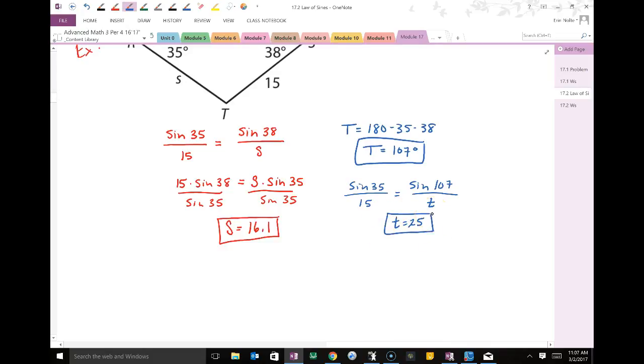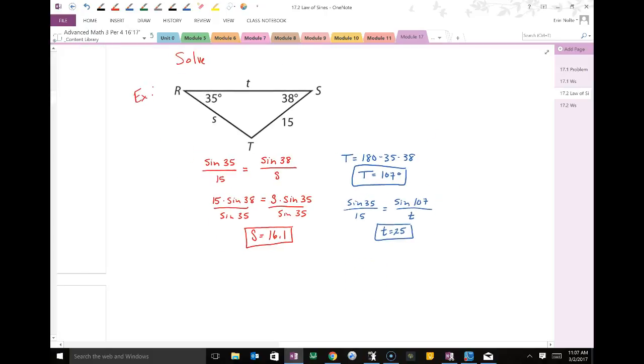Okay, how do we do? Is that pretty easy? Okay. So that's like 99% of this assignment. There's this other little scenario.